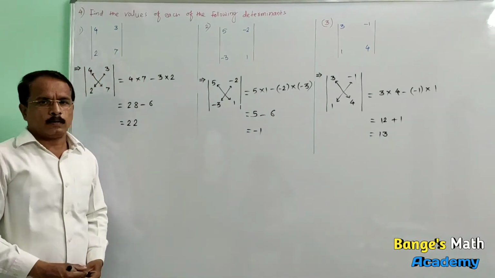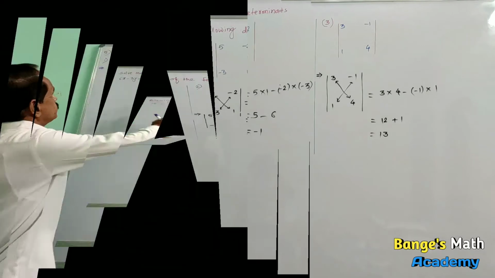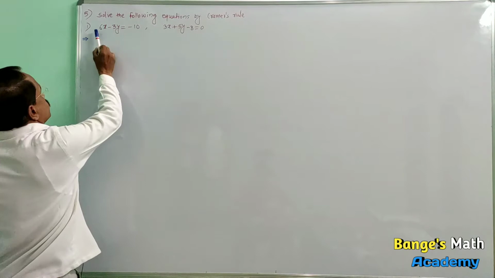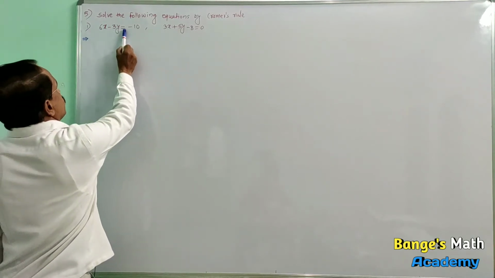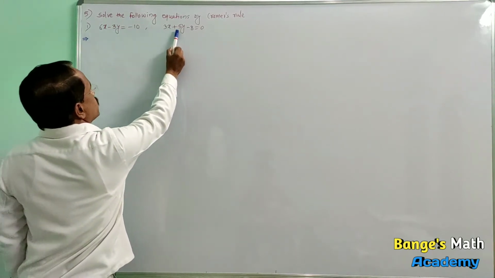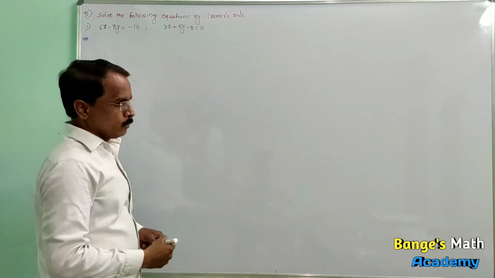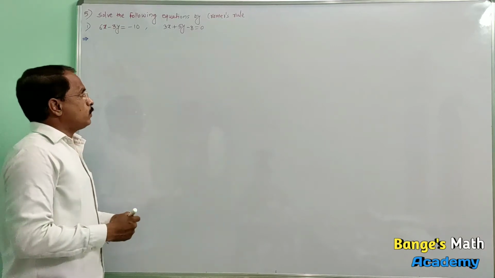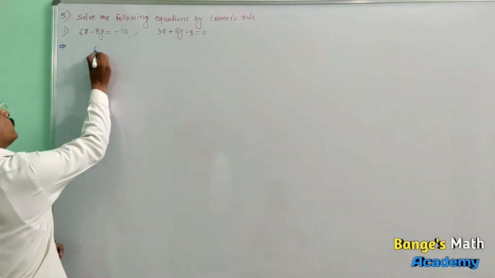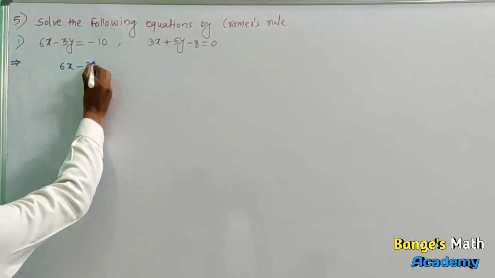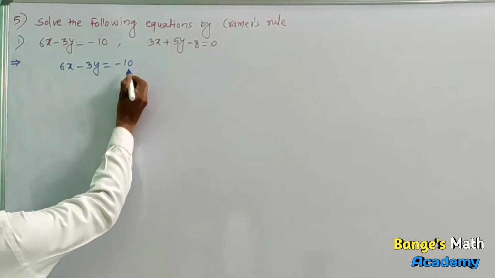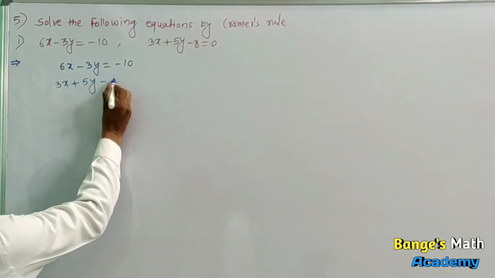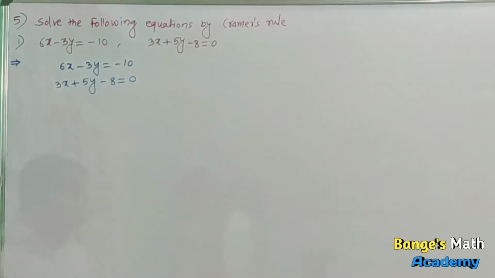Write down the given example, I'll take a screenshot. Question 5. Solve the following equations by Cramer's rule. First example, 6x minus 3y is equal to minus 10 and 3x plus 5y minus 8 is equal to 0. We have to solve these equations by Cramer's rule. So first of all, write down the given equations as they are.